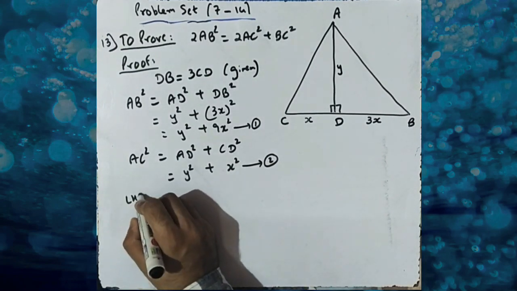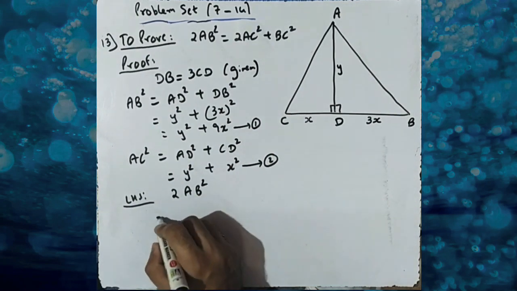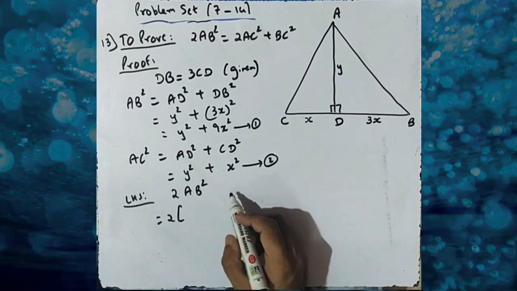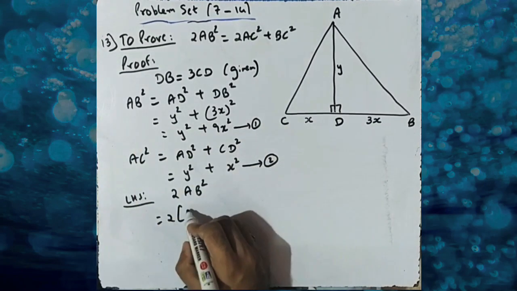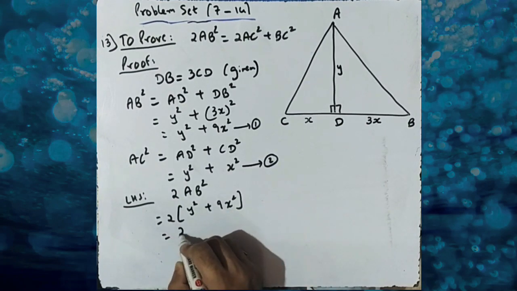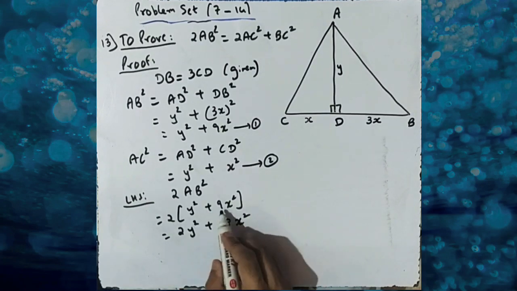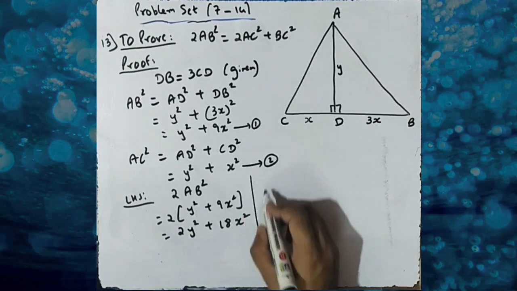Now take LHS. LHS is 2AB square. Substitute the value of AB square. AB square from statement number 1 you will get AB square is equal to y square plus 9x square, which will become 2y square plus 18x square. 2 into 9, 18x square. This is the result of LHS.